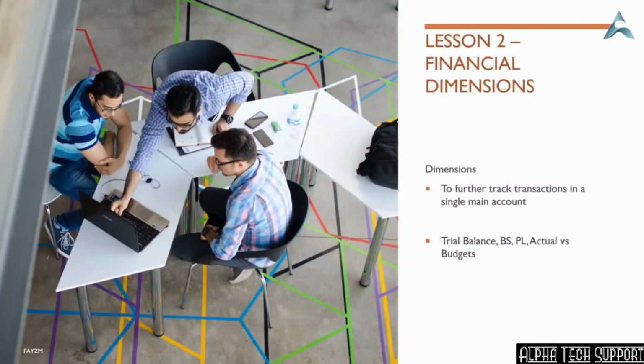In this lesson, you will learn about financial dimensions in Dynamics 365 Finance. Typical types are business units, regions, departments, cost center. You can have some further dimensions like customers, vendors, projects, and so on. Now, why do we need financial dimensions? Let me give you an example.